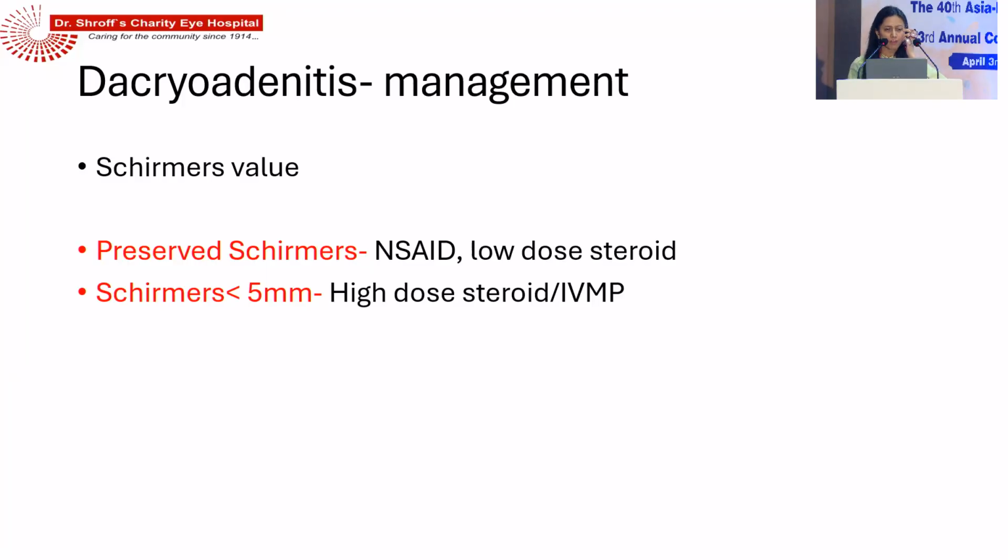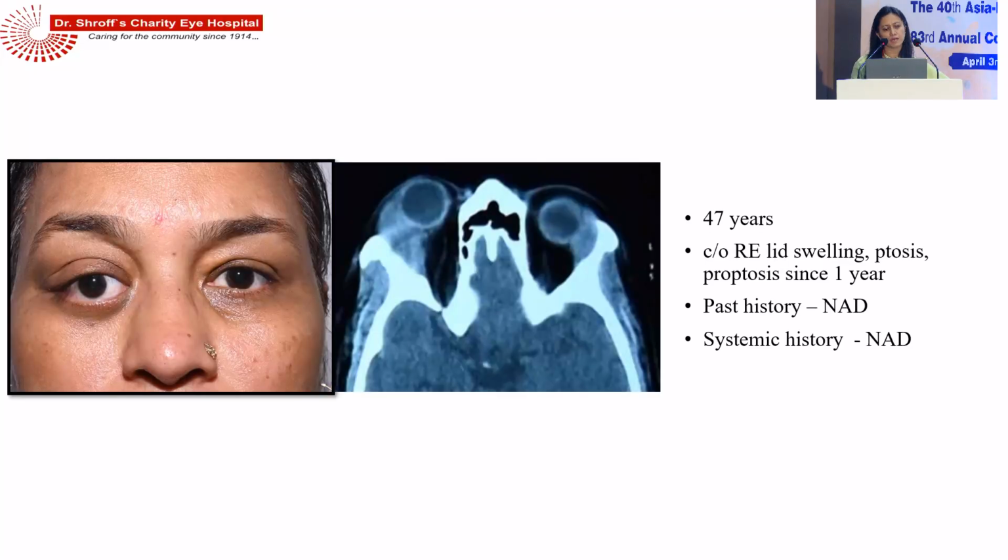So anything less than 5, we generally go for IVMP. If the Schirmer's is somewhere between 5 to 15, oral steroid might be sufficient. If the Schirmer's is preserved and more than 15, even non-steroidal anti-inflammatory might work.